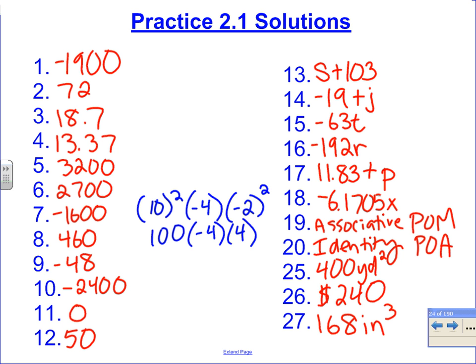Maybe I didn't realize that would be tricky for you guys. Be very careful when you're plugging that negative into something that's squared. So Donatus, is that what you did on 8 and 9? Okay, so that's why your negatives were flipped a little bit.